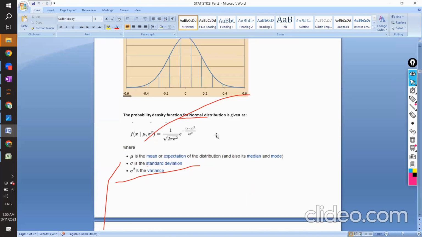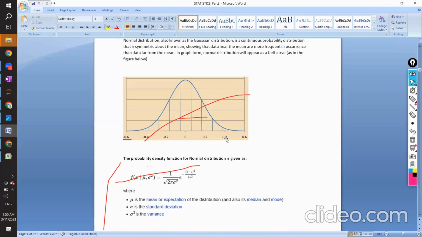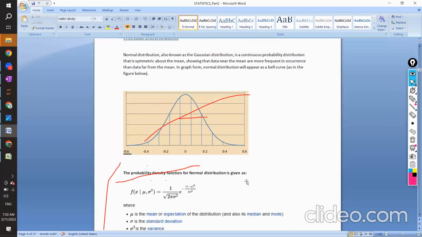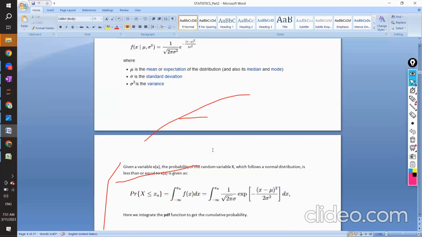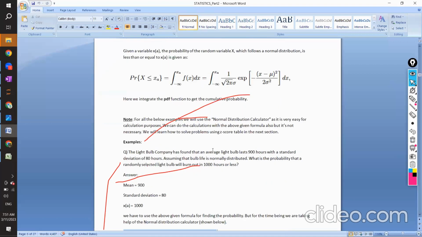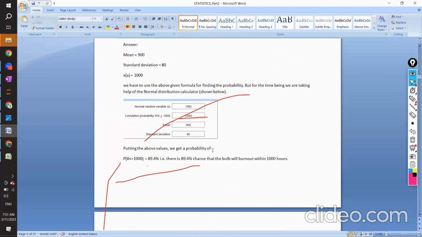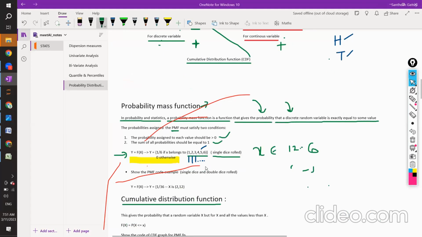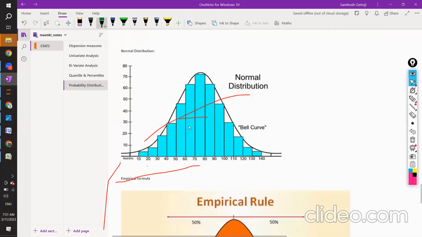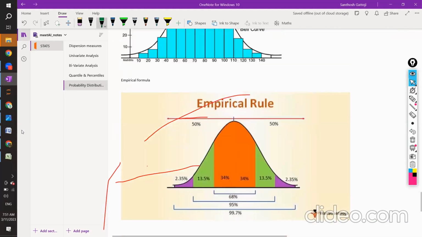So I would say we have started a very important concept, normal distribution. Just go through the class or see some examples, but make sure normal distribution is very clear. Tomorrow we'll study the extension of this, which is also called the empirical formula, which is the basis of the normal distribution. And then we are going to study something called the standard normal distribution. We'll also see some examples.